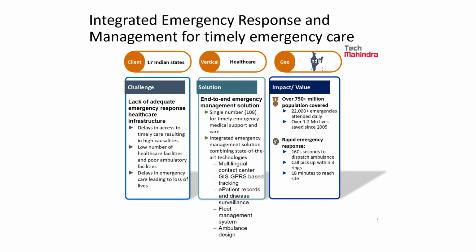And then the impact was that over 750 million population was covered and 23,000 plus emergencies attended daily. And this is data which can change with the change of time. You will find that rapid emergency response had come up, with 160 seconds to dispatch an ambulance, call pickup within 3 rings and 18 minutes to reach the site. So this is what is there. And the good part is that a lot of public-private partnership models are coming up.